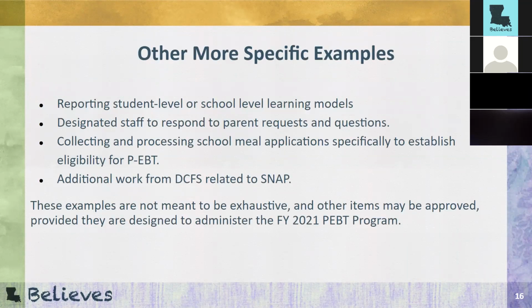Some other more specific examples would be the reporting of student level or school level learning models, designated staff that are responsible for parent requests and questions, collecting and processing school meal applications specifically to establish eligibility for P-EBT, and additional work that may come up from DCFS related to SNAP or P-EBT issuance. These examples are not meant to be exhaustive, and other items can be approved, as long as they are designed to administer the P-EBT program for FY 2021. It could be flyers that you've printed to send home to families related to P-EBT. Anything related to the issuance of these benefits would fit into this category.